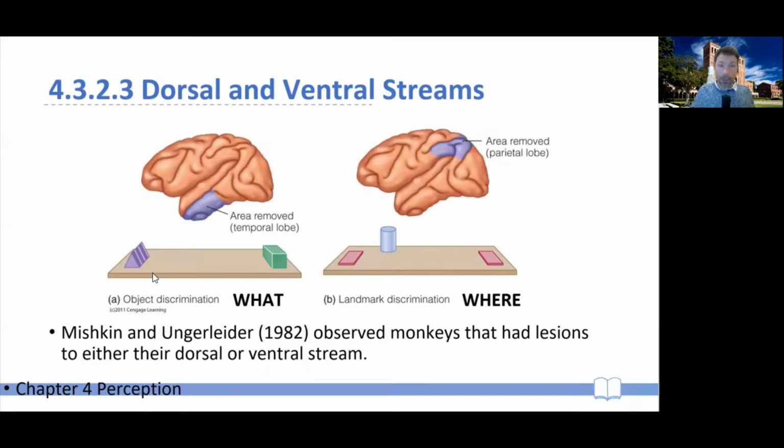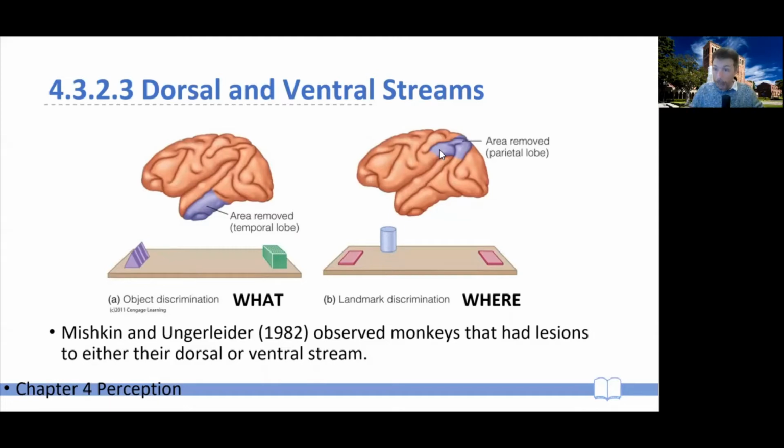In one task, they'd be shown in different trials different objects, and the task was to recognize whether the object was the same as in the prior trial. Turned out, predictably, the monkey that had a lesion to the what pathway was unable to perform this task much better than chance. On the other hand, the monkey that had a lesion to the where pathway had no trouble recognizing when one object was the same in a trial as in the one before.